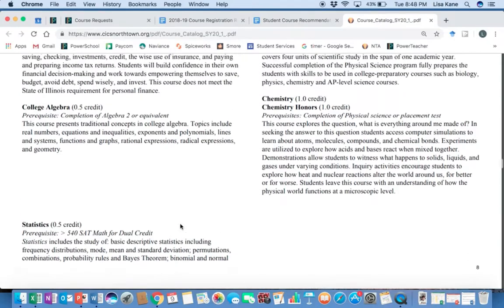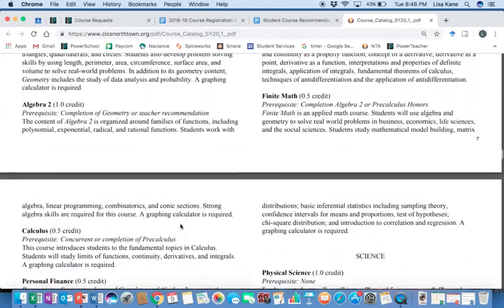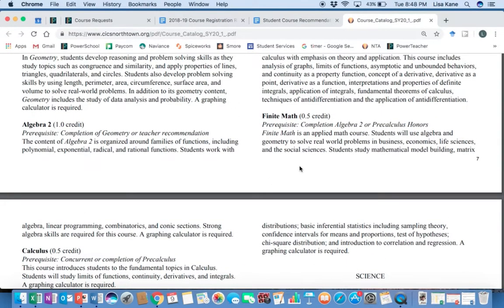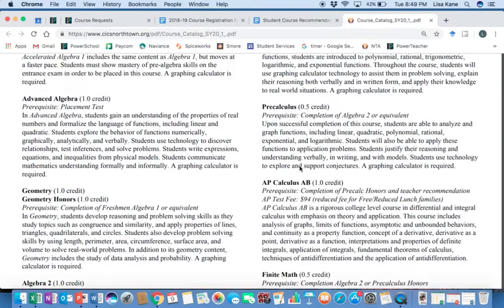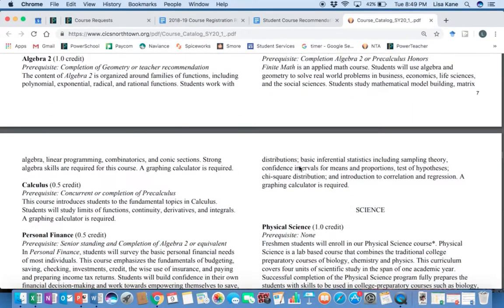Other math classes you might consider are finite math. So if you did okay in Algebra 2 and you want to increase your algebra skills, finite math is a good option. If you did well in Algebra 2 and you're thinking that you may want to major in math or major in engineering or perhaps go into the business field, you might want to look into taking a semester of pre-calc and a semester of calculus.